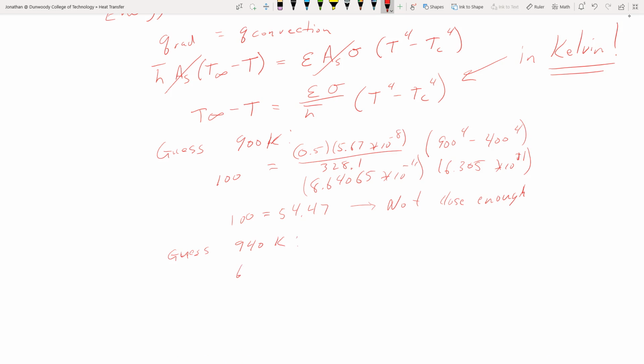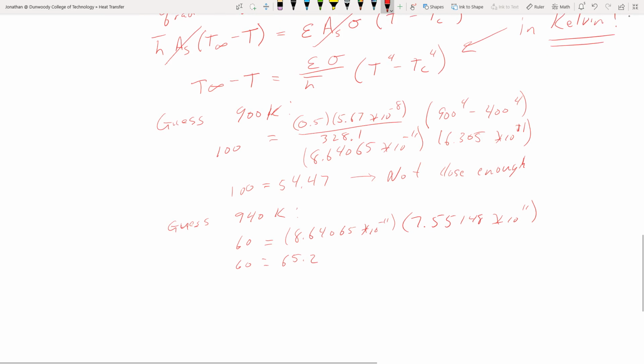So on the left side we get 60. On the other side we keep that 8.64065 times 10 to the negative 11th. If I'm guessing 940 to the fourth minus 400 to the fourth, that's times 7.55148 times 10 to the 11th. So we get 60 equals 65.2. So we maybe guessed a little too high. So I'm going to guess another one. Maybe I'm going to guess 935. And what we'll find is T is approximately 936 Kelvin after we make a couple more guesses.